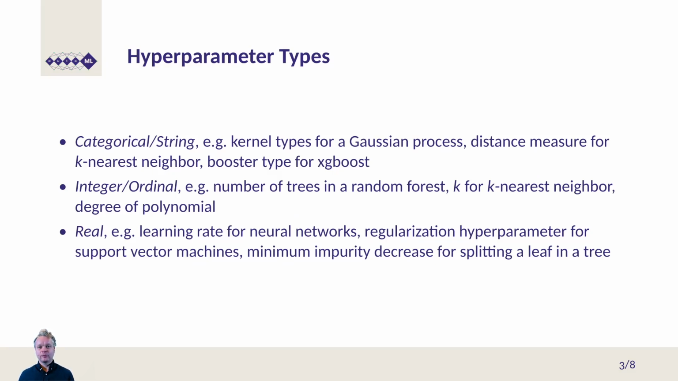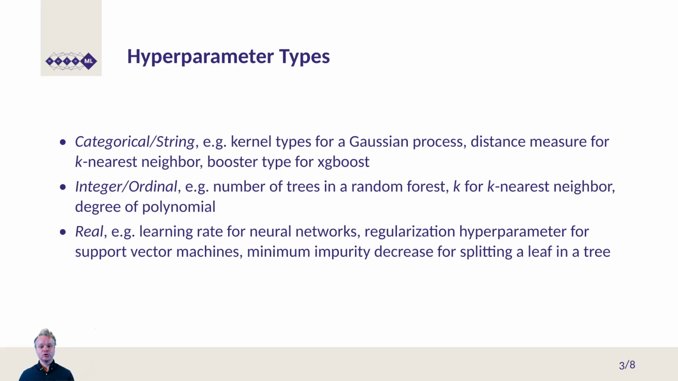What different types of hyperparameters are you usually considering? So we can have categorical hyperparameters, or strings. These would usually be specified as strings when you write the code. This can be, for example, the type of kernel for a Gaussian process, a distance measure for your k-nearest neighbor classifier, the booster type for XGBoost, or many other different things for other types of learners.